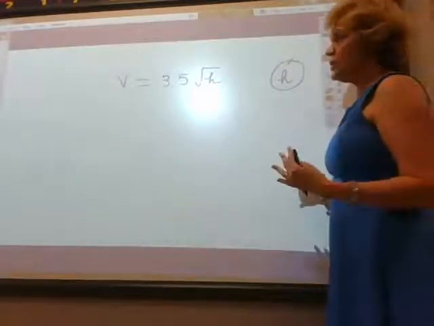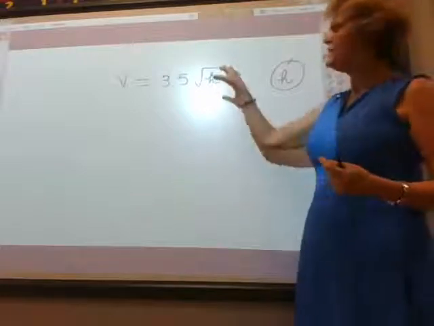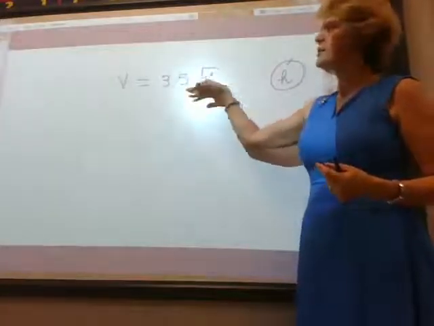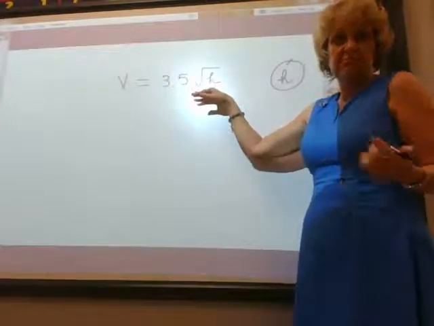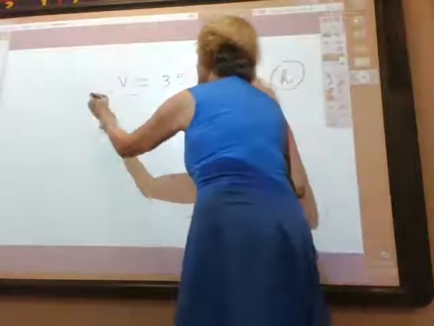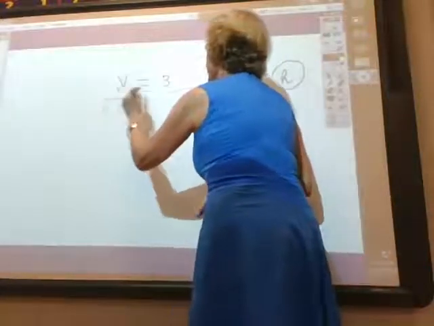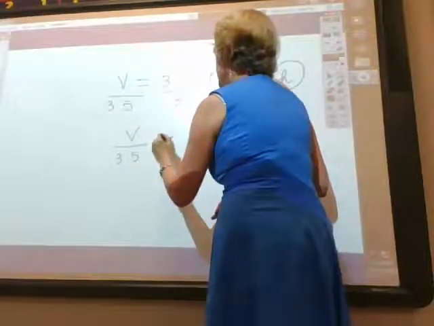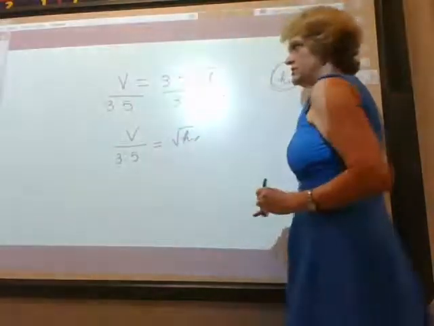So I want to isolate the variable, and it's in a radical, so I've got to get rid of this 3.5, right? So we're going to divide by 3.5 on both sides. Volume over 3.5 is equal to square root of h.